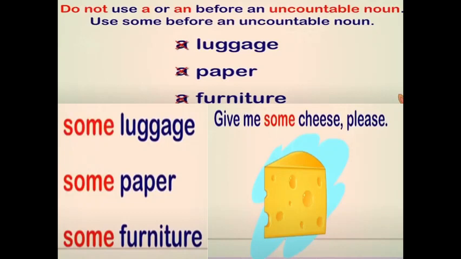Do not use a or an before an uncountable noun. We never use a or an before the uncountable noun. Use some before an uncountable noun. We use words like some, little before the uncountable noun. Some luggage, some paper, some furniture. Give me some cheese, please. So what it means, when we have to specify the noun but we don't know the number or quantity of it, at that time we use the word some before that. When we use the word some before any noun, that noun will be uncountable.